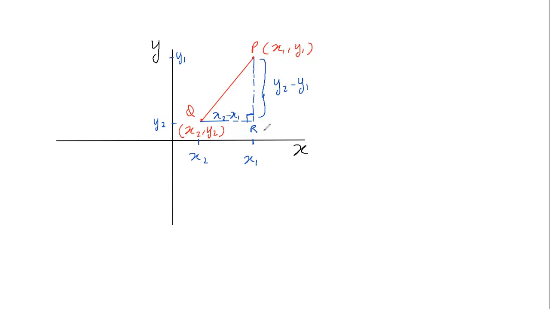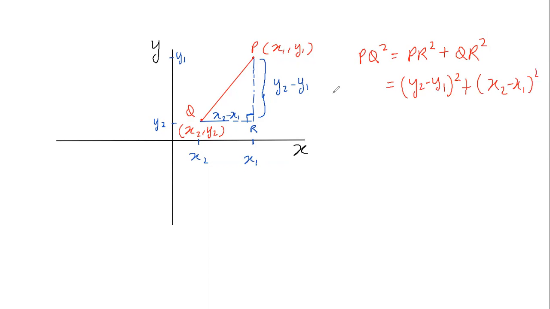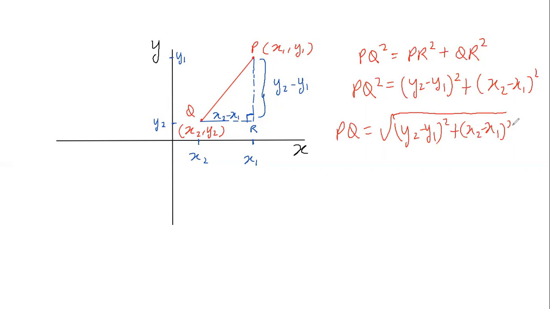Now if I want to figure out PQ, I'll just apply the Pythagoras theorem, that is, hypotenuse square is equal to perpendicular square plus base square. PR is y2 minus y1, so y2 minus y1 whole square. QR is x2 minus x1 whole square. That's PQ square. So from here I'll get PQ, which is the square root of y2 minus y1 whole square plus x2 minus x1 whole square.